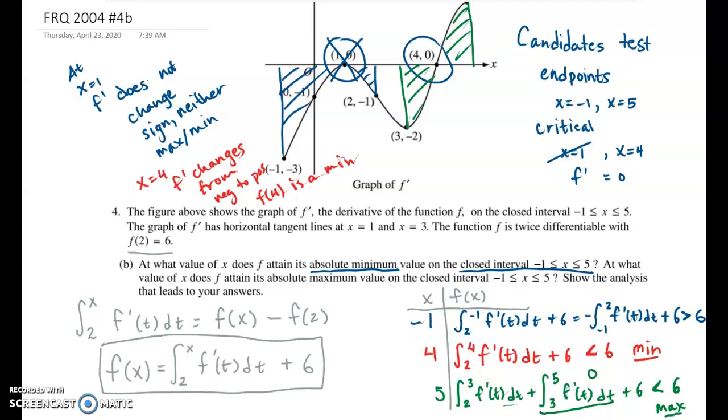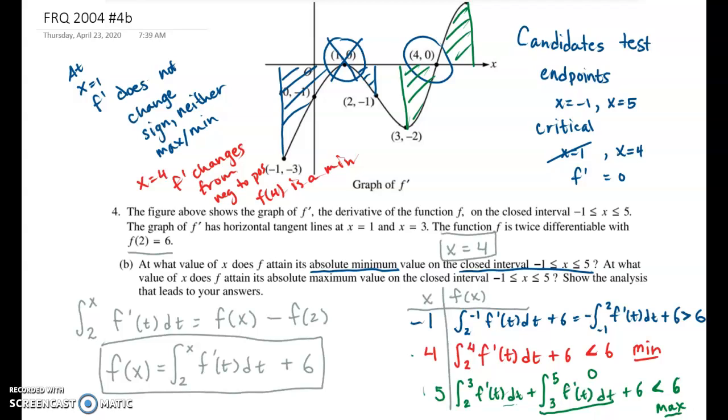So if I put these in order, I know that f of 4 would be the smallest value I have, f of 5 would be the next smallest, and f of -1 would be the largest value I have. So I can now answer the question, at what value of x does f attain its absolute minimum? The answer to that question is x equals 4. That's actually the only minimum on that interval, so that you could justify with the first derivative test, not mean value theorem.